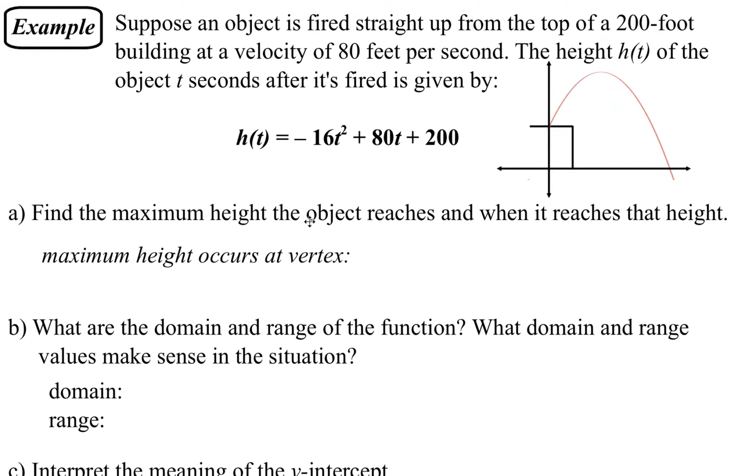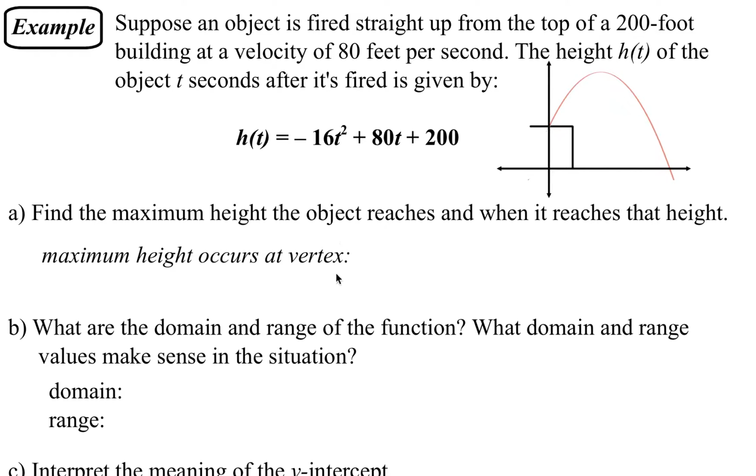It says find the maximum height the object reaches, and when it reaches that height. We want to know what is the y value at that top point right there. Okay? What is the output or the y value? And we also want to know what is the x value? What time does that occur? And what value does it have? So we want the coordinates of the vertex. That's what that's asking. So the maximum height occurs at the vertex.